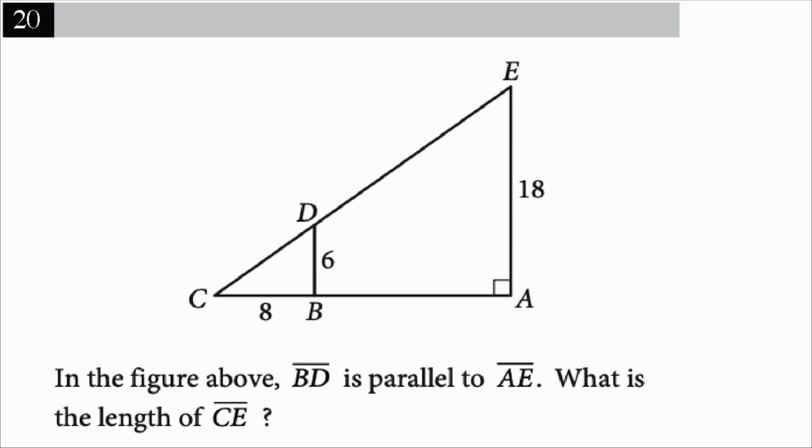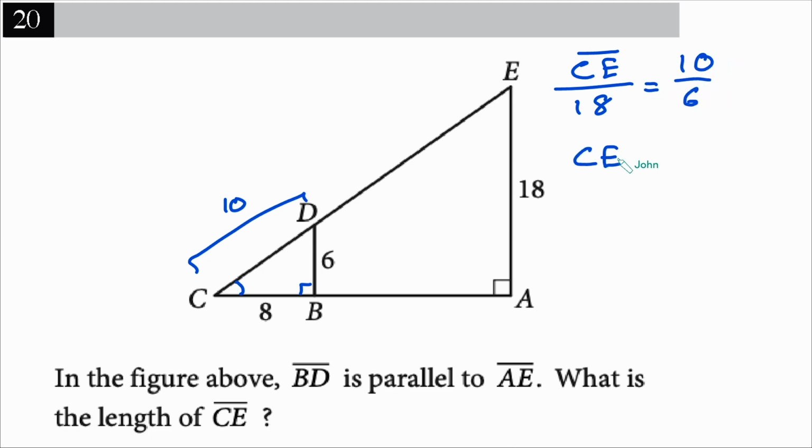In the figure above, BD is parallel to AE. What is the length of CE? Because BD is parallel to AE, angle DBC must be 90 degrees, and the two triangles share angle C, which makes them similar. Triangle BCD is a scaled up 3, 4, 5, so the hypotenuse is 10. Then setting up our ratio, we get that CE is 30.